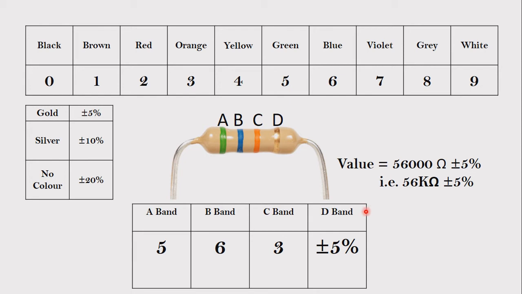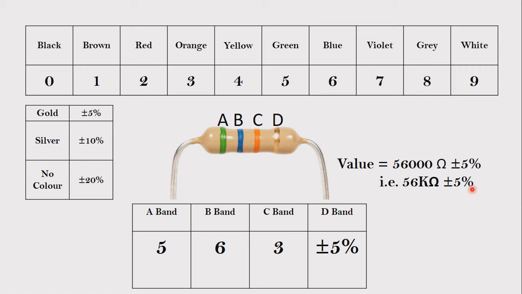Now write the A and B bands as they are, that is 5 and 6. Now here we have the third band, the multiplier band, as 3. Instead of multiplying, one of the easy ways is to just write 3 zeros after the first two values. That is, first you write 5 and 6, and in the C band you have 3, so you write just 3 zeros. Then write the tolerance band value as plus or minus 5%. Then you get the value of the resistor, that is 56 kilo ohm. This is the simple way to calculate the resistor.